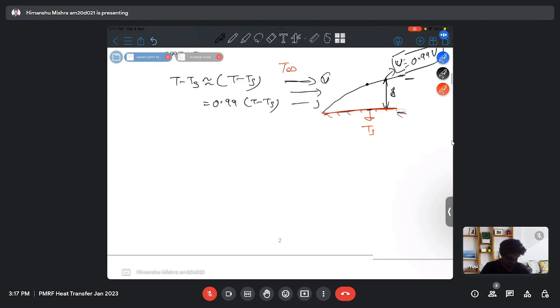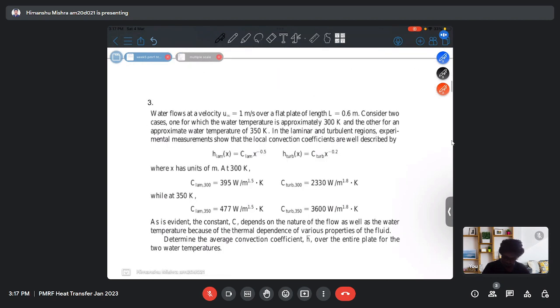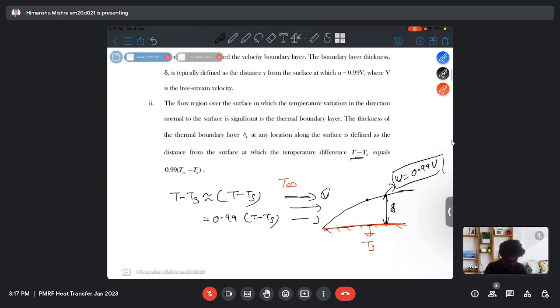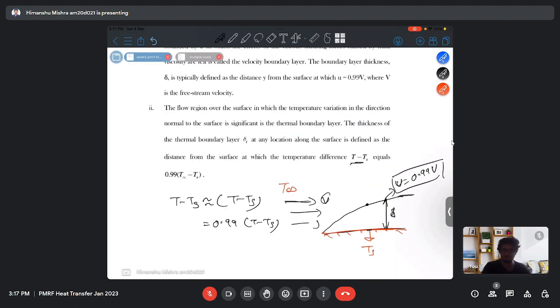So let's move to the next question here. Actually, in what you have written, I think there should be T infinity. Oh sorry, yeah, here it is T infinity.